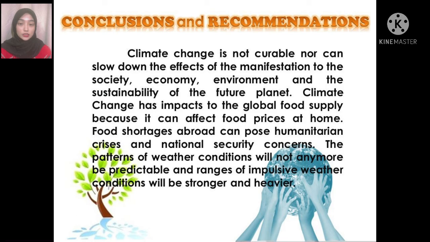For the conclusion and recommendation: climate change is not curable, nor can we slow down the effects of its manifestation on society, economy, environment, and the sustainability of the future planet. Climate change has an impact on the global food supply because it can affect food prices at home. Food shortages abroad can pose humanitarian crises and national security concerns. The pattern of weather conditions will no longer be predictable, and the range of unpredictable weather conditions will be stronger and heavier.